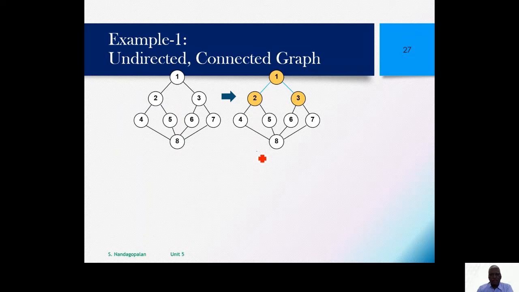So this is the queue. I'll just show it partially, that is 2 and 3. Of course, 1 would have already been put in and deleted, so I'm not showing it as the initial vertex. So 2 and 3 are explored, and you can see the blue color edges.